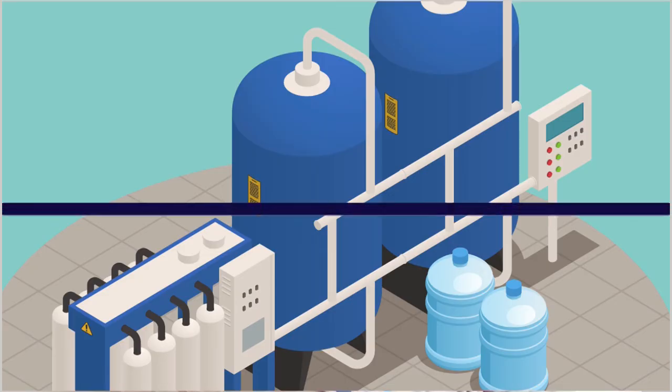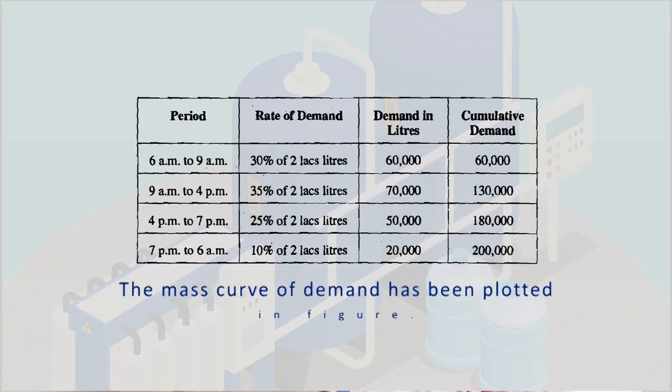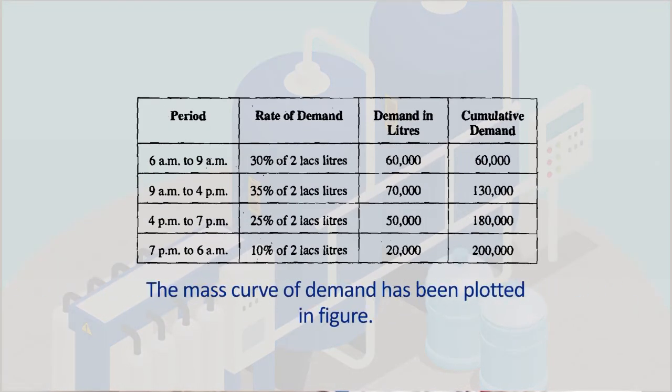Here is another example. For a town, the daily requirement of water for supply to the population is 2 lakh liters. The pattern of the draft is as follows: 6 a.m. to 9 a.m., 30% of the day supply; 9 a.m. to 4 p.m., 35%; 4 p.m. to 7 p.m., 25%; 7 p.m. to 6 a.m., 10%. The pumping is done for 10 hours a day from 8 a.m. to 6 a.m. Find out the storage capacity of the distribution reservoir for the water supply scheme.